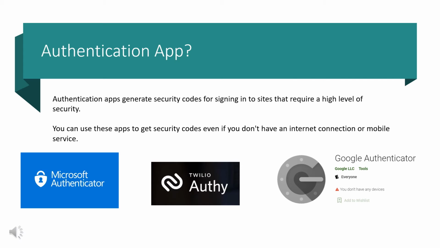Authentication apps are programs which generate security codes for signing into sites. The code is usually a 6-digit, time-based, one-time password. There are numerous apps available, but the most popular seem to be Microsoft, Google, and Authy. You can use these apps to get security codes even if you don't have an internet connection or mobile service.